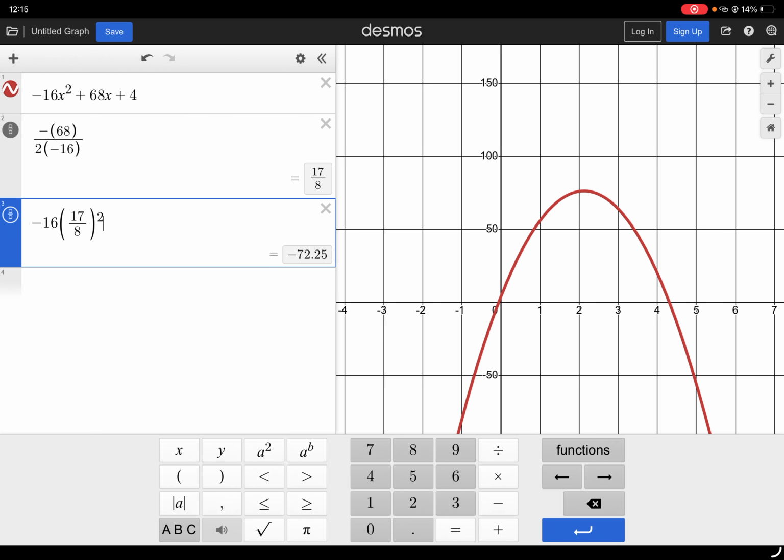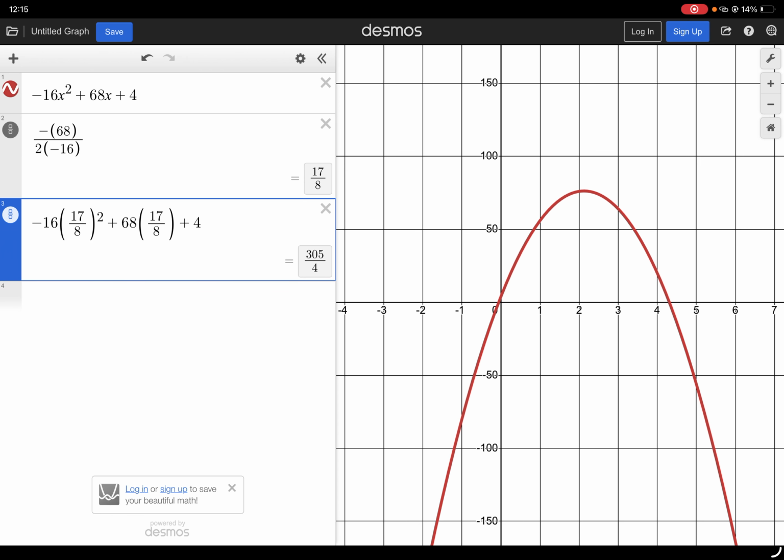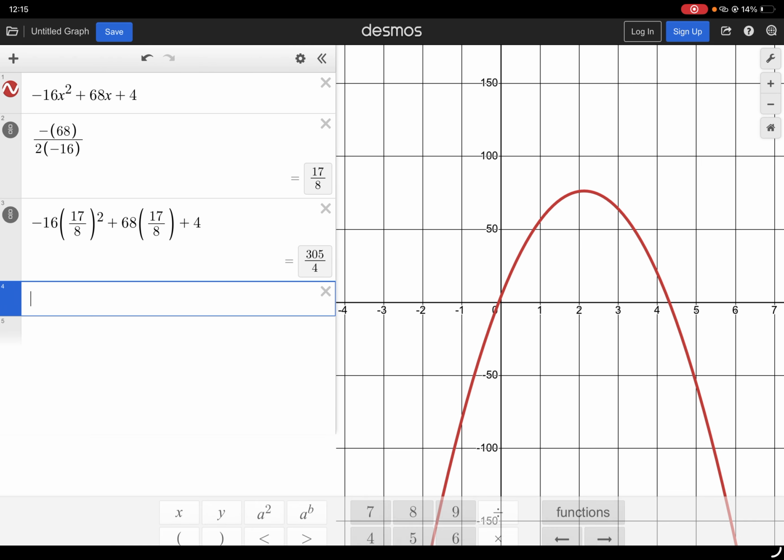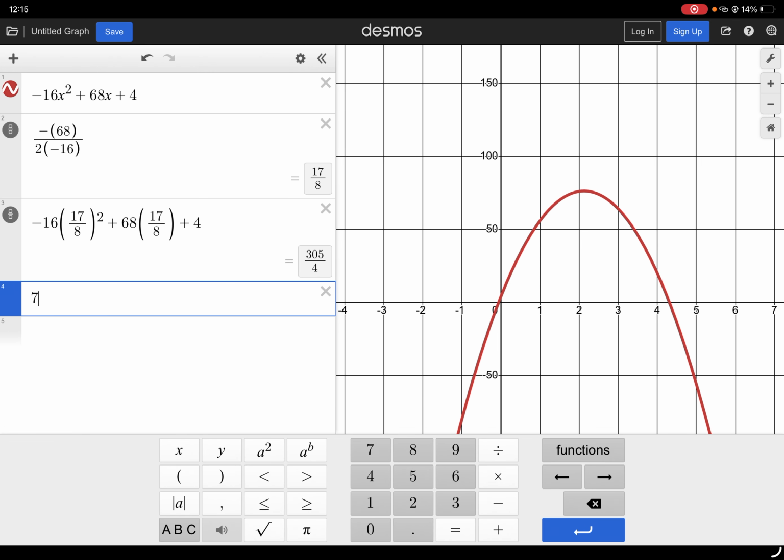So let's raise this to the second power. We're going to add the 68, replace the x with 17 over 8, and then add the 4. And again, we get that 76.25, which as a fraction is 305 over 4, okay? And you're asking, didn't I just write that? Yes, you did write that there.